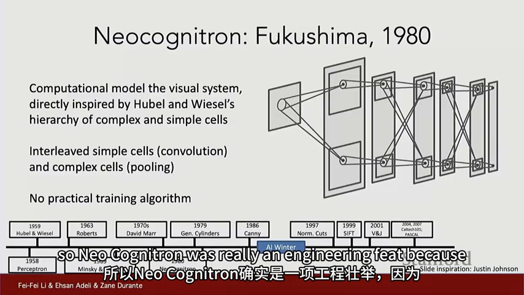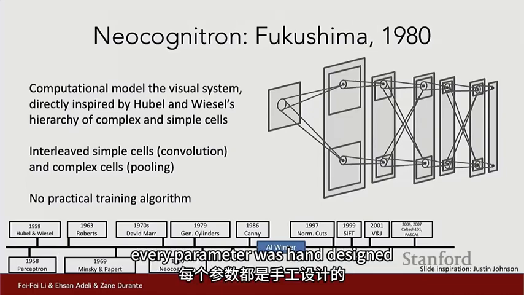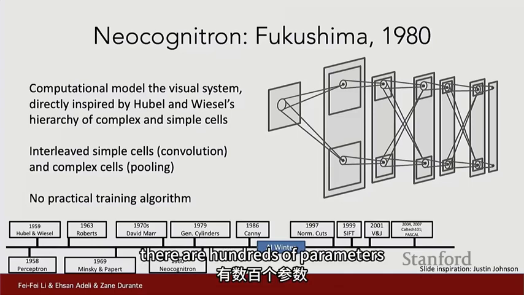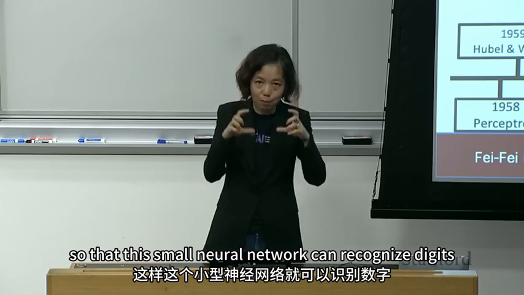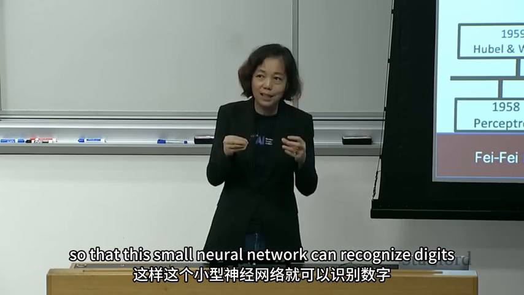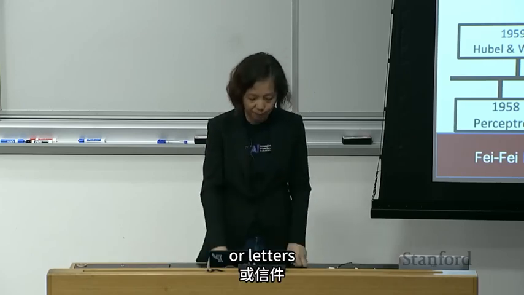So the neocognitron was really an engineering feat, because every parameter was hand-designed. There are hundreds of parameters. He had to meticulously put them together so that this small neural network can recognize digits or letters.